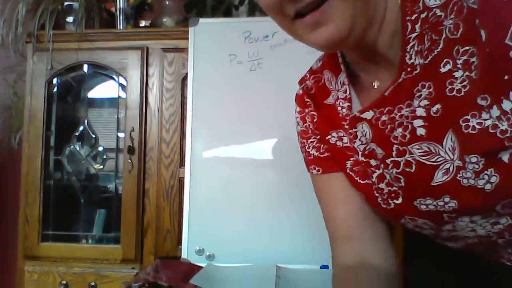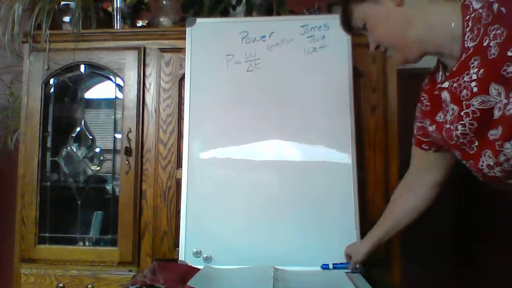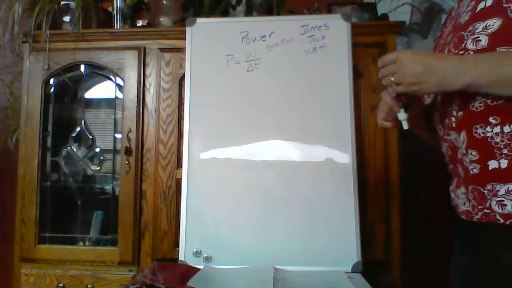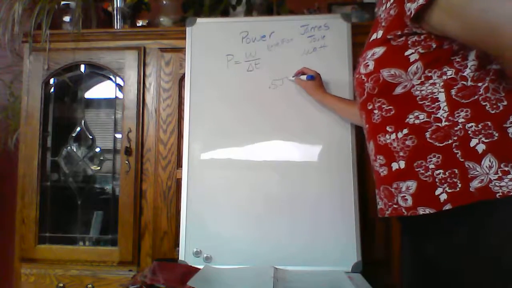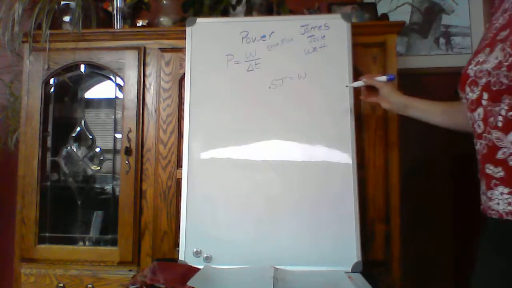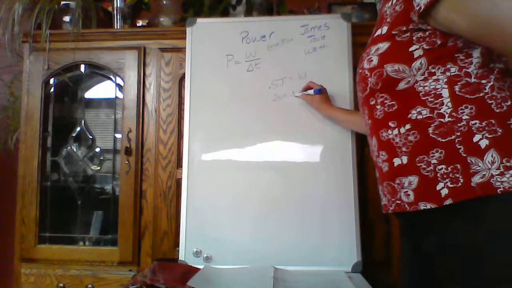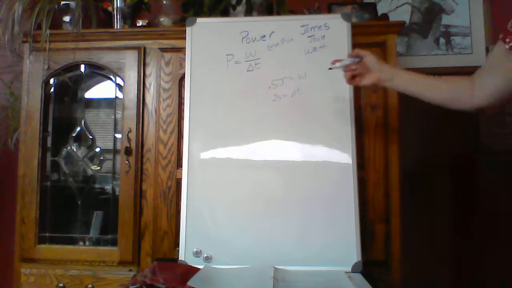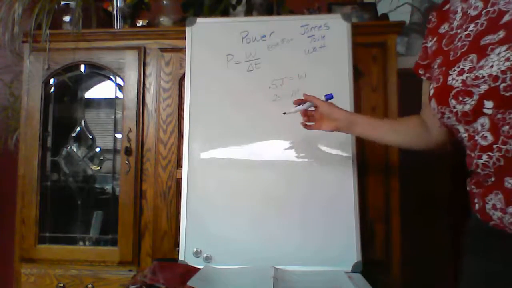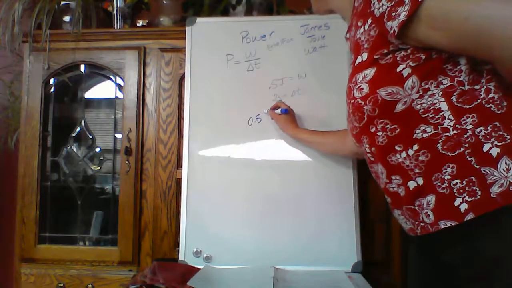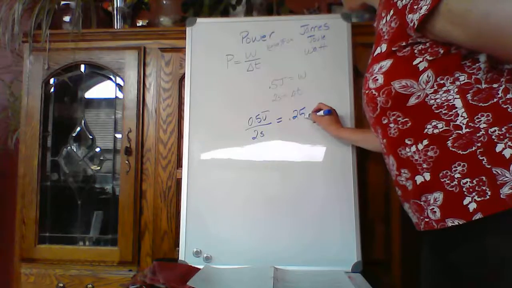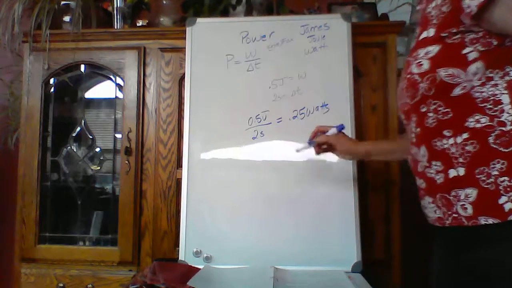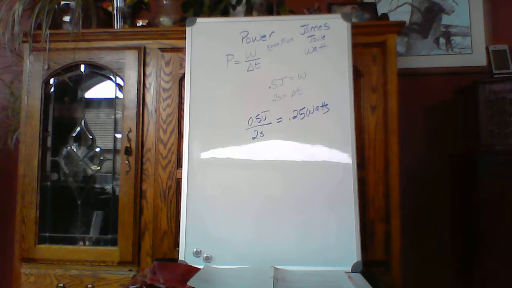But we can figure out the amount of power that she used if we know how much work she did. So we'll say that she expended 0.5 joules of work, so we know that's our work. And we counted off the 2 seconds, so we know our time is 2 seconds. And so we can calculate her power simply by plugging and chugging. So we put our 0.5 joules of work over our 2 seconds, and we found that she expended 0.255 watts of power.